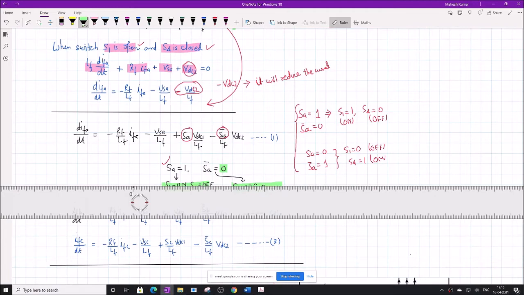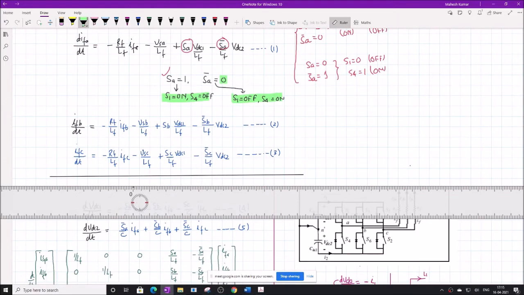Now the same concept will be extended to the second phase, phase B. So for phase B, dIFB by dt equal to minus RF by LF into IFB minus VSB by LF plus SB into BDC1 by LF minus SB bar by LF into BDC2. Nothing has changed except A becomes B, because all phases are independent through neutral. So we can write these equations independently for each phase.